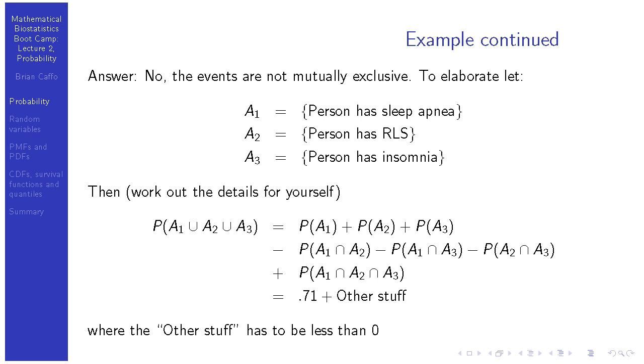And in fact, in this case, we're talking about it from a mathematical perspective, but from a scientific perspective, it's probably the case that there's a non-trivial intersection of people with sleep apnea and restless leg syndrome, and a non-trivial intersection of people with restless leg syndrome and insomnia, and so on, so that probably this 0.71 is not close at all. So that ends our whirlwind tour of the basics of probability mathematics. Next, we're going to talk about random variables.